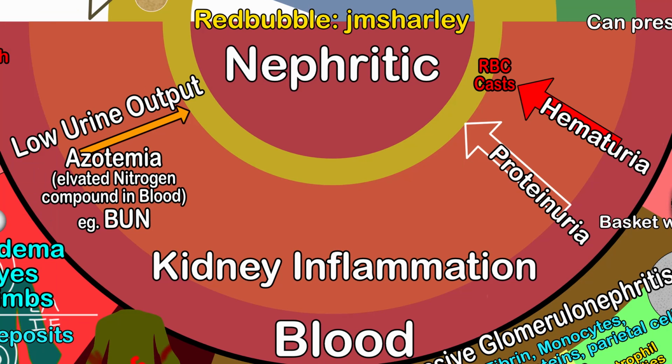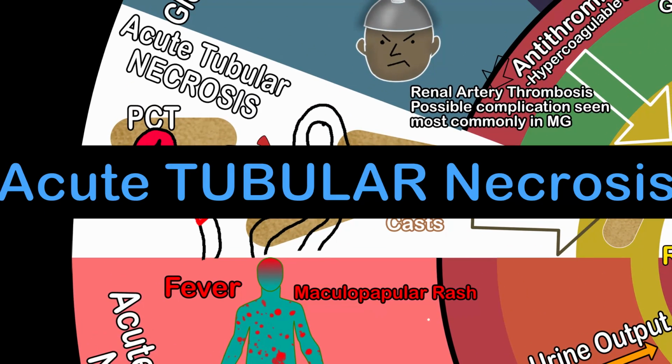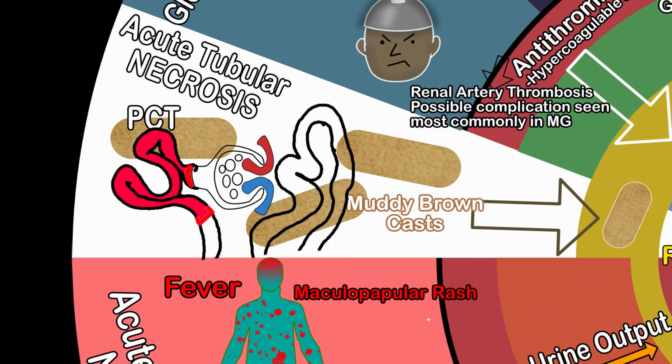Nephritic syndromes have to do with inflammation in the kidney. Low urine output with blood and protein are some big indicators. Acute tubular necrosis is not the same as acute interstitial nephritis. It is actually toxic or ischemic injury to the kidney, leading to muddy brown casts. Keywords, big thing right there.